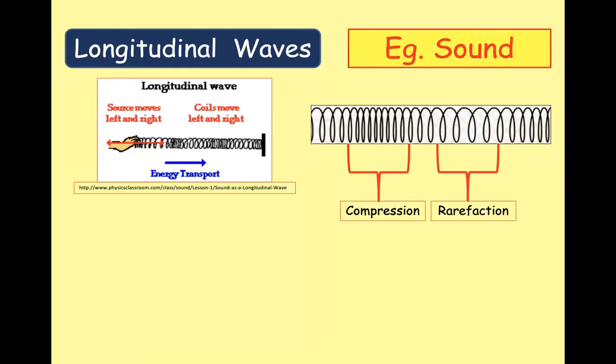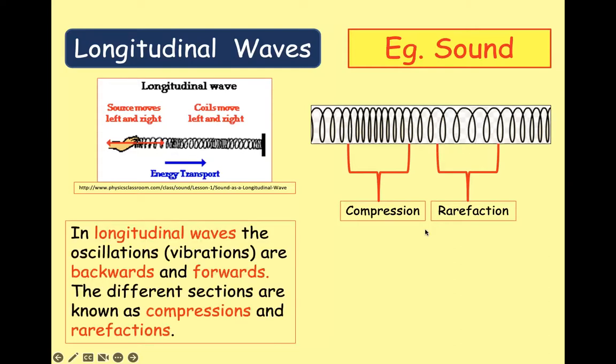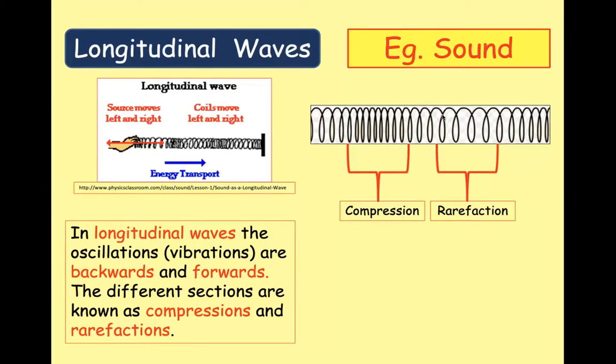All right. If the sound wave is closer to each other, it's called compression. If the sound wave is further apart from each other, it's called rarefaction. All right. So longitudinal waves is basically vibrating backwards and forwards. And the different sections, as shown in here, are called compression and rarefaction.